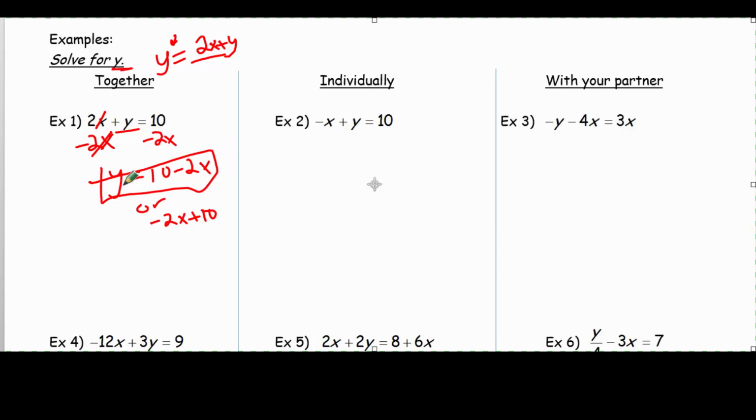Most people will probably write the first answer, but as we get to starting to write the equation of lines, you might start going with this version. Doesn't really matter. So why don't you try the other two and then pause it and then come down to the next one.